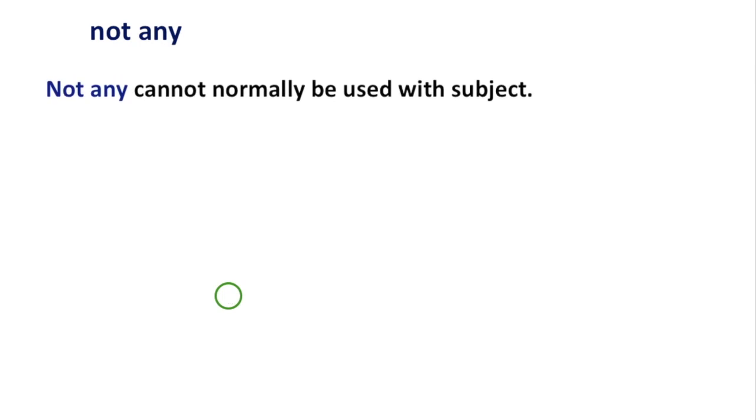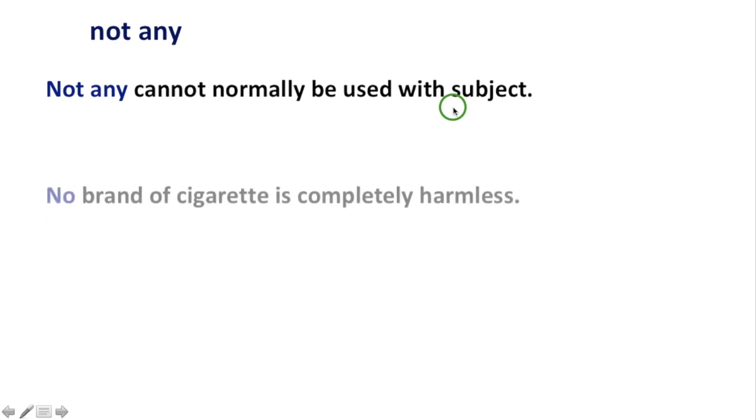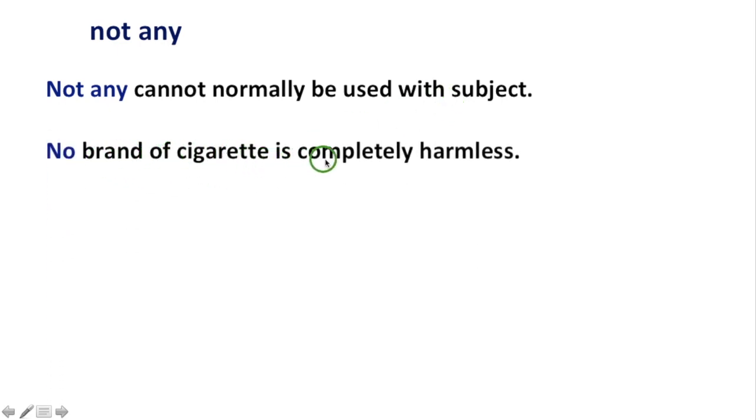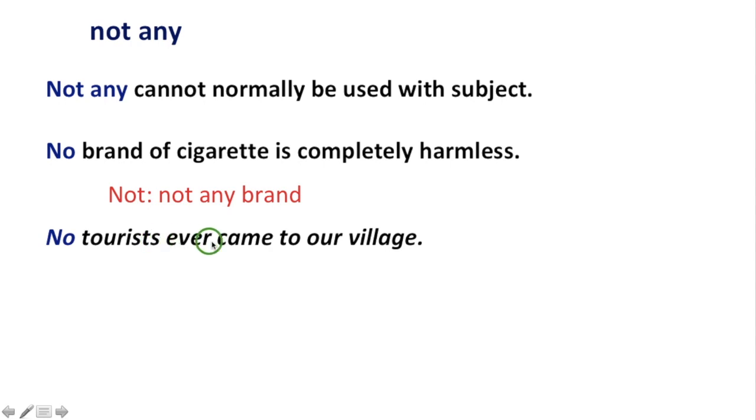Now there is an important thing, as we have found that "not any" cannot normally be used with a subject. So, "no brand of cigarette is completely harmless." We can use "no" at the beginning of a sentence, but not "not any brand." We do not use "not any" at the beginning of this sentence. This is another important thing. "No tourist ever came to our village," but you do not say "not any tourist." Do not begin the sentence like that. We do not begin the sentence with "not any."